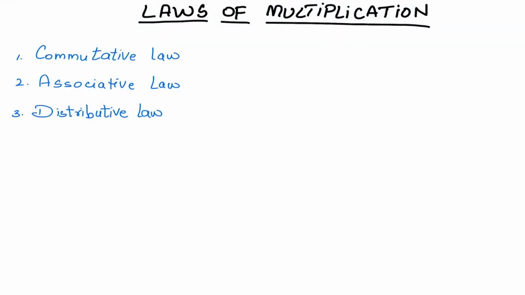My name is Javeria, and in this session we will learn about laws of multiplication. There are three laws of multiplication. The first is the commutative law, the second is the associative law, and then we have the distributive law. Let's look at each of these in detail.